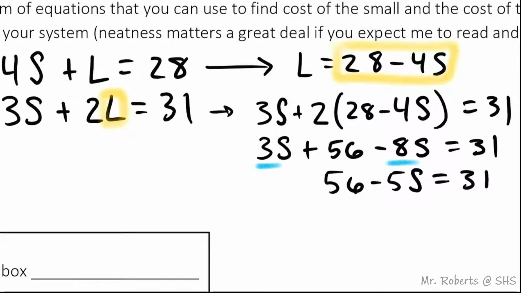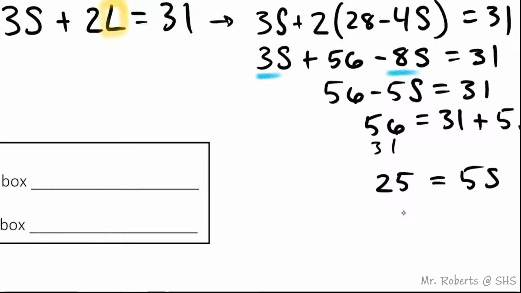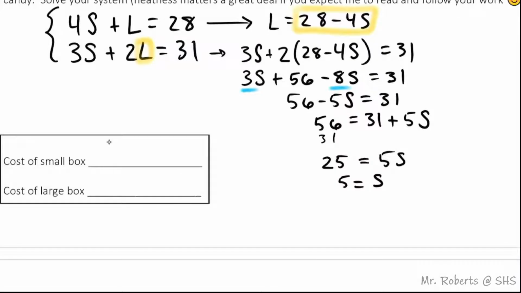And I think I'm going to go ahead and add 5s to both sides. So 56 equals 31 plus 5s. And if I subtract 31 from each side, we got 56 minus 31. Ooh, are you really doing that? Yeah, 6 minus 1 is 5. And that's 25 is 5s. Therefore, when I divide both sides by 5, it looks like I'm getting 5 is the value of s. So I think the small box of candy cost $5.